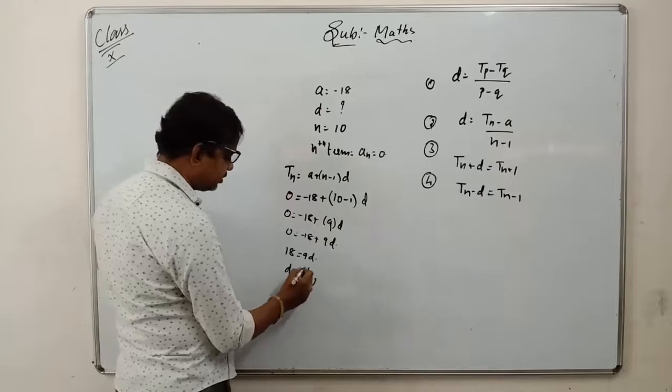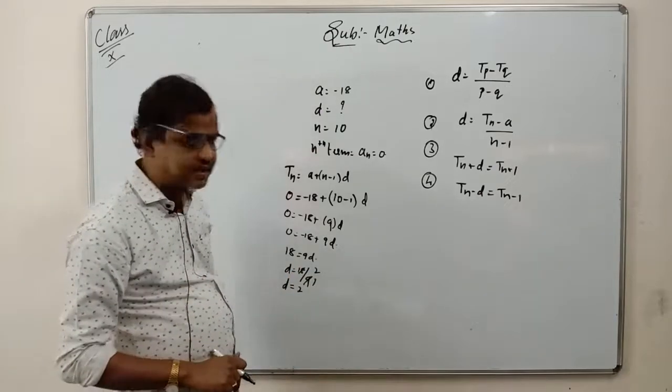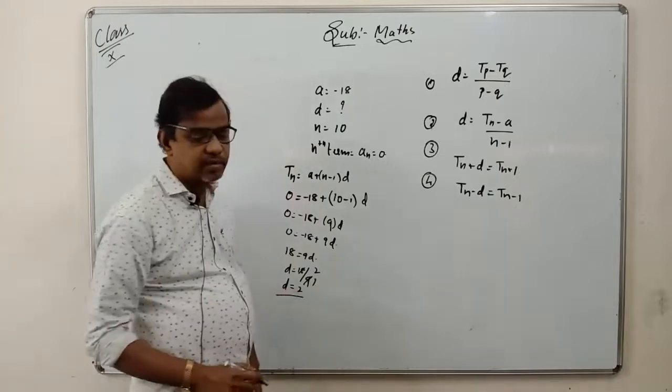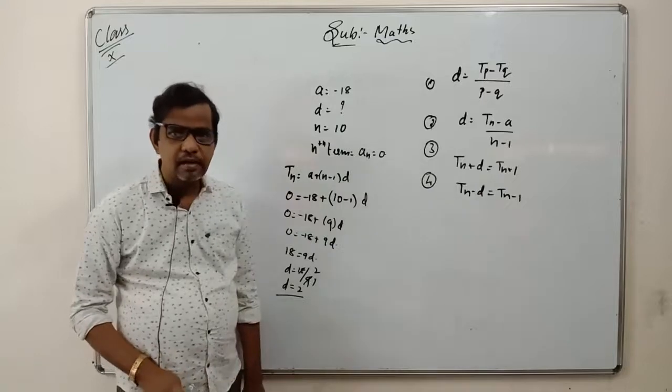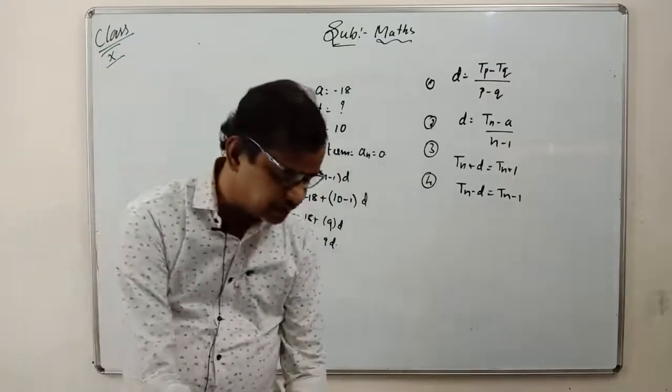9 ones are 9, 9 twos are 18. It will not cancel directly; write it in the next step and cancel it. So you will get d equals 2. The value of d now becomes 2. Okay, got it? This is how you have to do the problem. And copy the same thing once again.